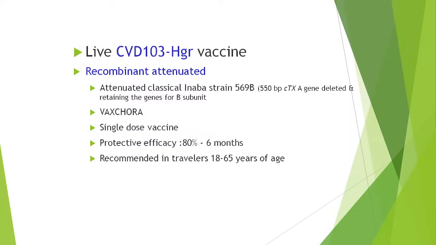Then there is a recombinant attenuated vaccine also, the CVD 103 HGR vaccine. So these are certain vaccines. This vaccine is recommended for traveler use. So this one is not that commonly used in India. This vaccine is mainly used in the US, where people travel to countries where cholera is endemic.